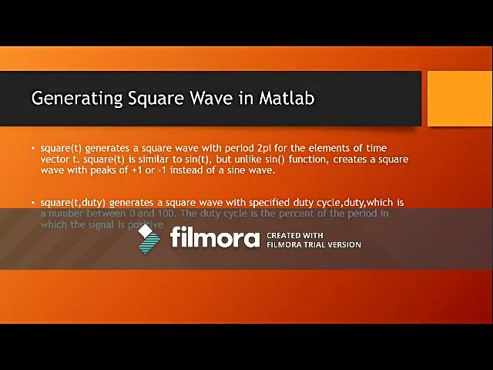Generating a square wave in MATLAB. Square(t) generates a square wave with period 2 pi for the elements of a time vector t. It is similar to sin(t), but unlike the sine function, it creates a square wave with peaks of +1 or -1 instead of a sine wave. It also generates a square wave with a specified duty cycle, which is a number between 0 and 100. The duty cycle is the percent of the period in which the signal is positive.